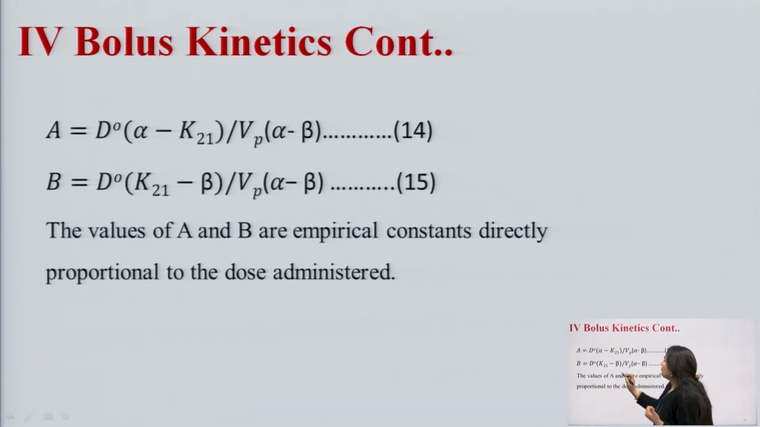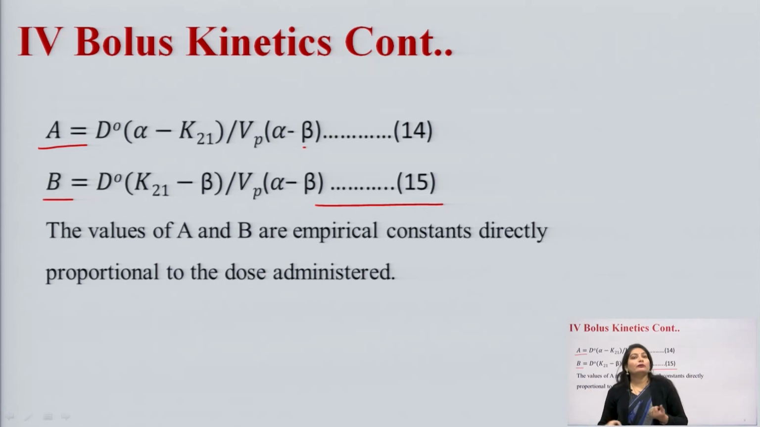So, the formula for calculation of constant A is equal to D0p into (alpha minus K21) upon Vp into (alpha minus beta). The value of B is D0p into (K21 minus beta) upon Vp into (alpha minus beta). So, with the help of these two equations, we can get the values of A and B. These A and B are empirical constants that are directly proportional to the dose administered.